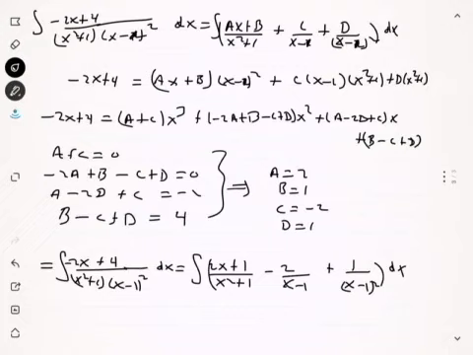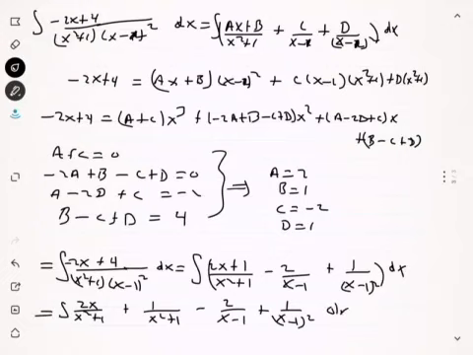This integral can become 4 integrals. One of them will be 2x divided by x squared plus 1, plus 1 over x squared plus 1, like this, minus 2 over x minus 1, and then plus 1 over x minus 1 squared, and then you integrate that. Integrating each one of those, the first one requires integration by substitution, the other one is just inverse tangent, and then the other ones are just straightforward.